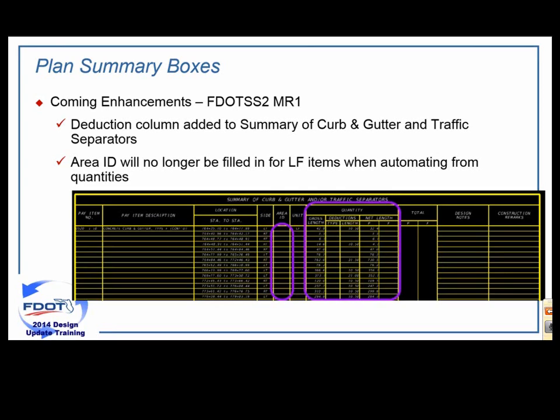line, every arc, every shape, anything that is in MicroStation has an element ID. And so we were getting that element ID to show up in these columns for our linear foot pay items, and that was not correct. So that has been fixed, and with the new automation, you'll see that it is not being filled out.